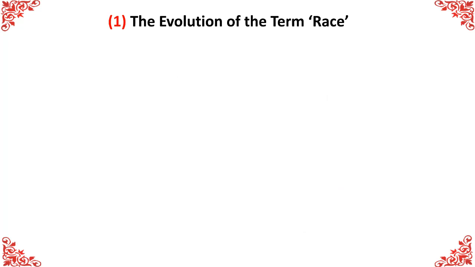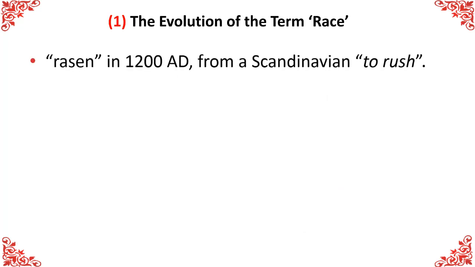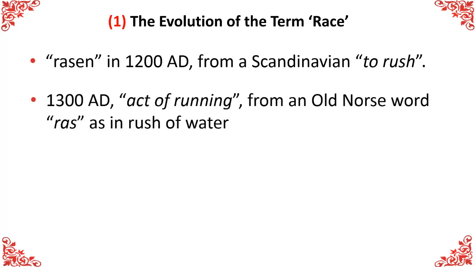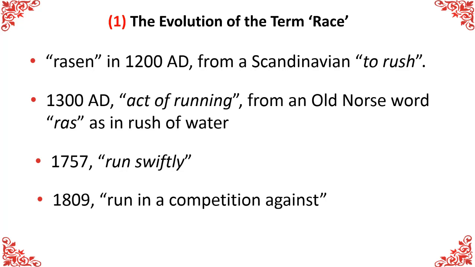Now, the earliest recording of the term race is rasen in 1200 AD, from a Scandinavian word, and means to rush. Now, in 1300 AD, race meant act of running, and it's from an Old Norse word, ras, as in rush of water, and it became a general English word in 1550. In 1757, race meant run swiftly. Now hang in there, there's a point to this tracking. In 1809, race meant run in competition against. And in 1862, race was referred to an engine running.